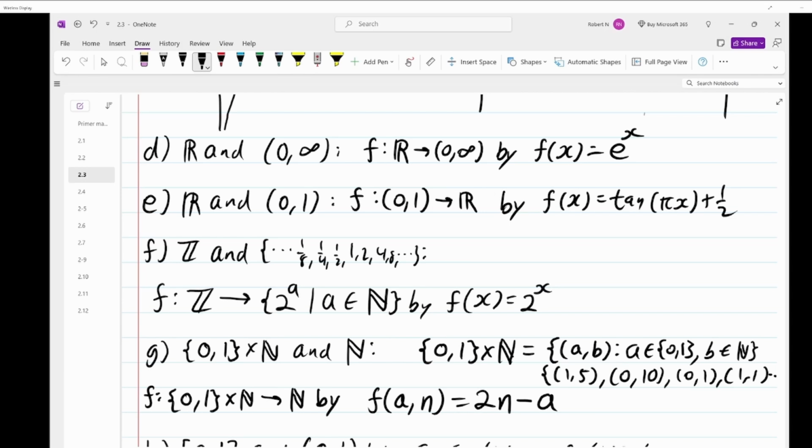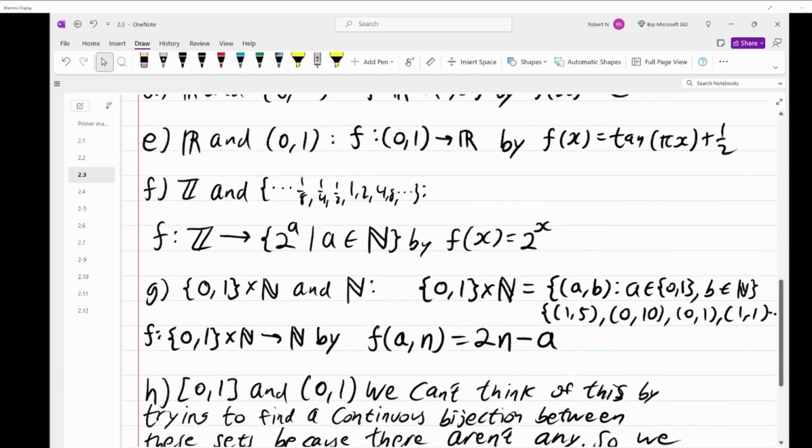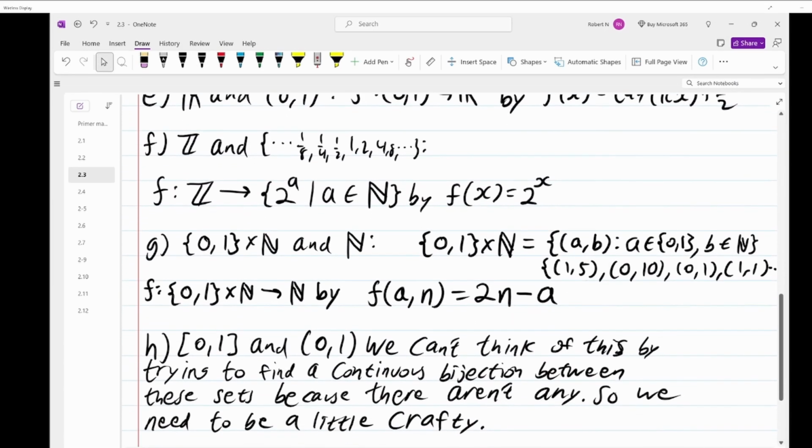So if I'm a me, let's say I'm a (0, 5). I will go to 2 times 5 minus 0. So I'll go to 10. If I'm a (1, 5), I'll go to 9. I see. That now is clear to me.